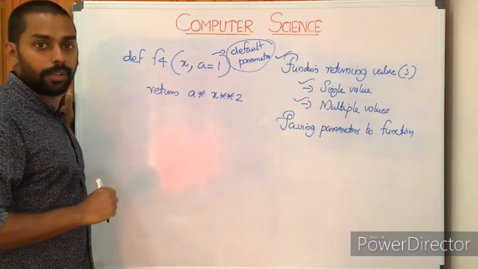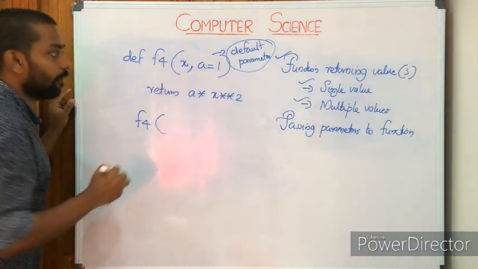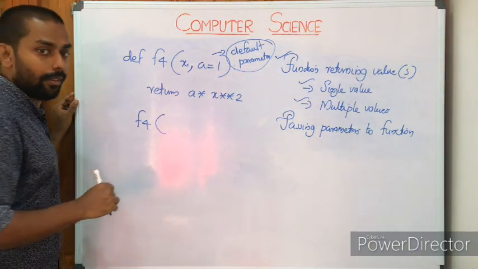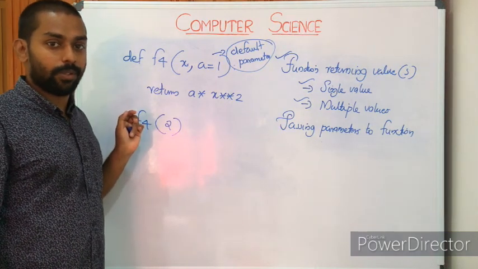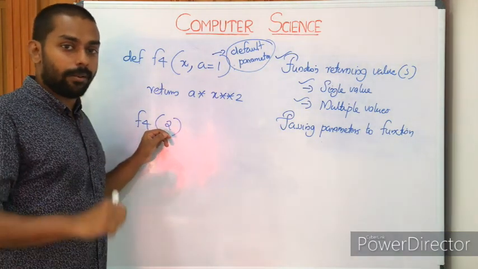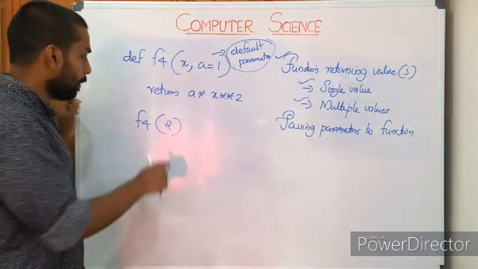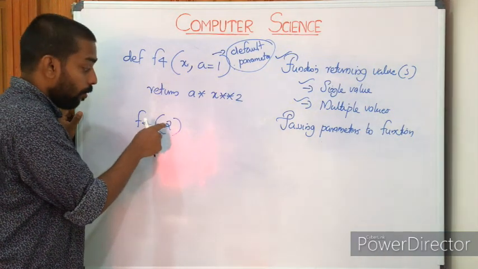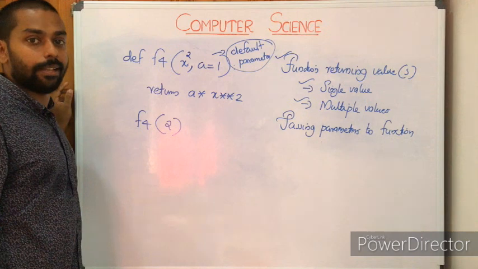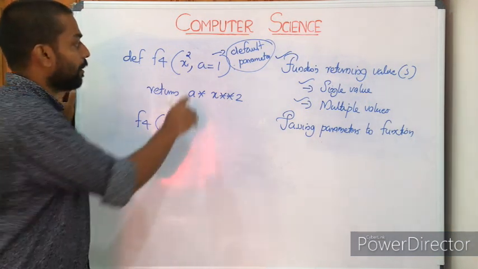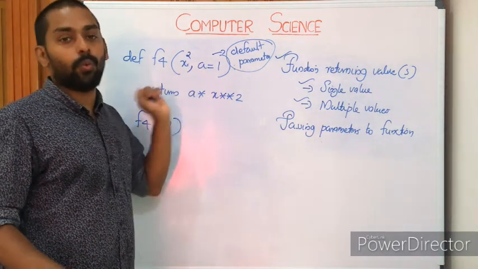Then how can you call the function? F4 2. Will it work with a single argument? Yes, because the only argument, that is 2, will be passed to x. So x gets 2. Then what will be the value of a? We have a default value in a, that is 1.